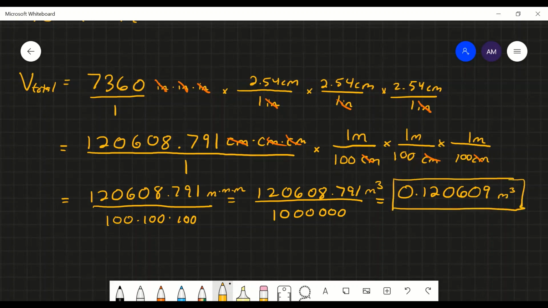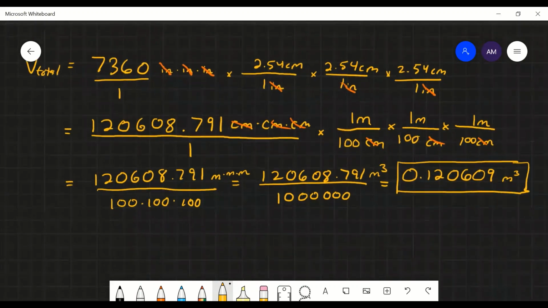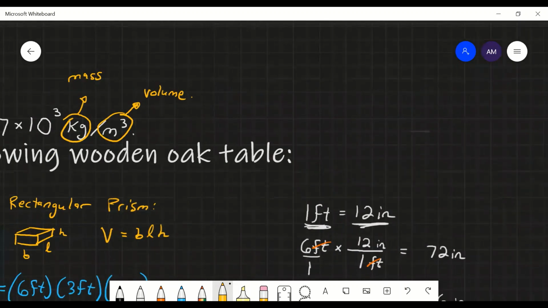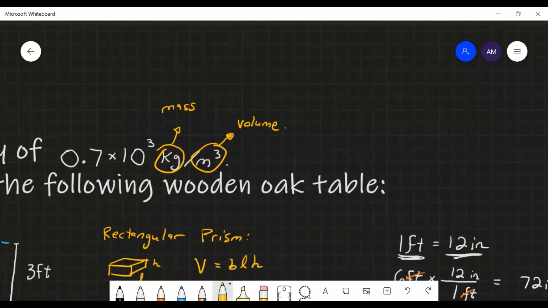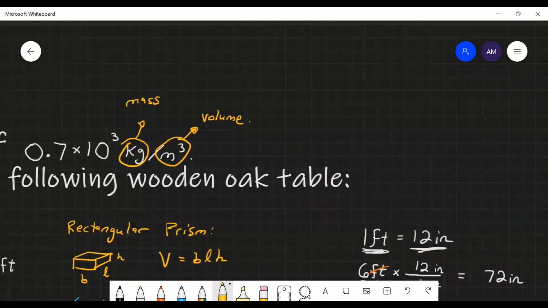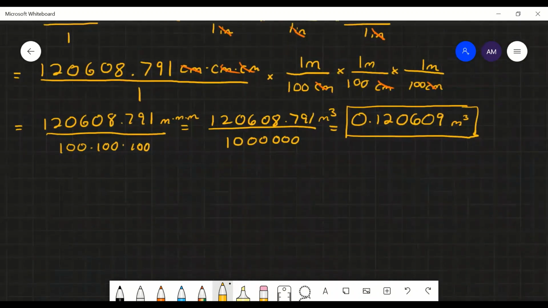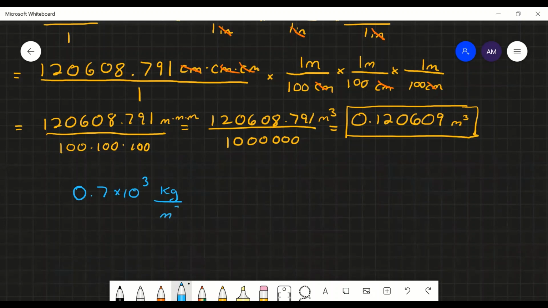We're still not done. We've converted the volume into cubic meters. Now we have to apply this density to figure out how many kilograms we have. Now you can usually just let the units guide you with this. So oak wood is 0.7 times 10 to the power of 3 kilograms per meter cubed.